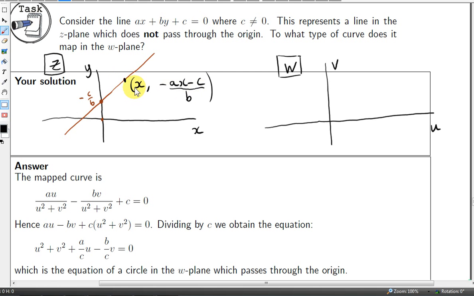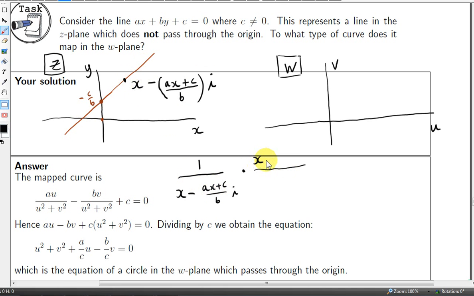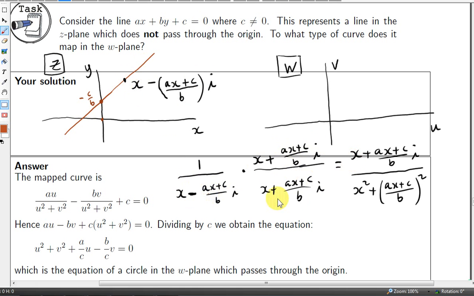So as a complex number then, the real part is x and the imaginary part is this here. So here is a general complex number on this line. So the image of this complex number is 1 over it. And we want to write this as a single complex number, so we have to multiply above and below by the conjugate of the denominator. Now the conjugate of this is got by changing the sign of the imaginary part. So when we multiply underneath, we just get the square of the modulus of this complex number.